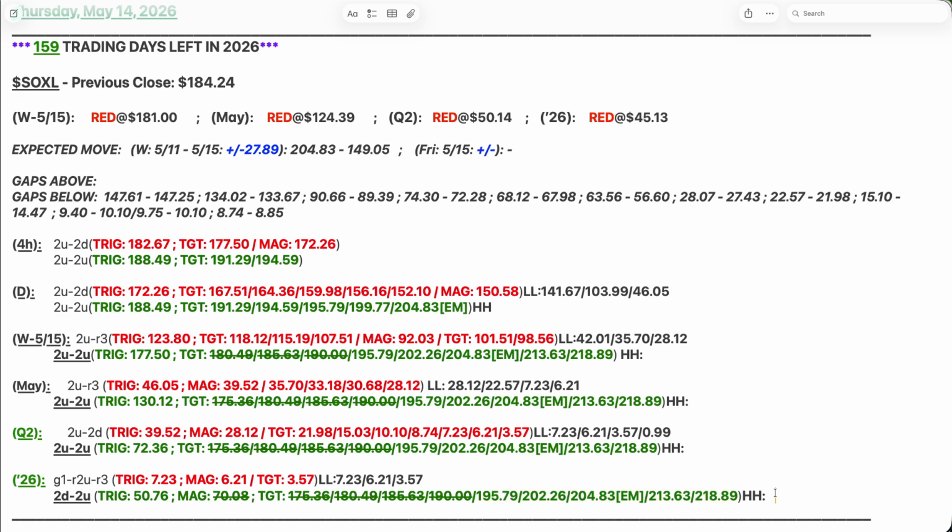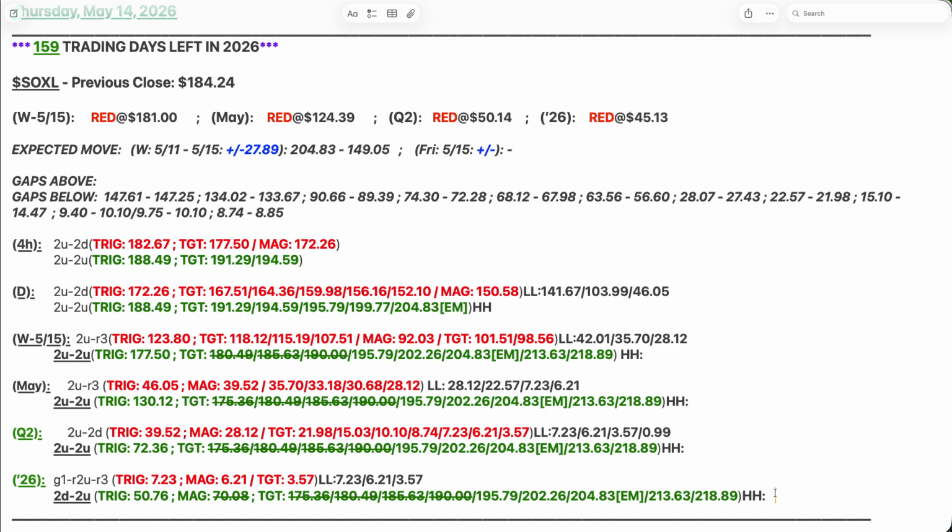If we go 2 up, 2 down, that triggers at 172.26, which is the magnitude of the 4 hour reversal. And then because that would take you all the way back down to 150.58 in the face of this uptrend that we're in, it's only right that we give you a couple of intermediate target points where price can either bounce or go sideways. On the upside, again, 2 up on the day triggers at 188.49, and we've got some extended targets out here for you, including the market maker's expected move high of 204.83.